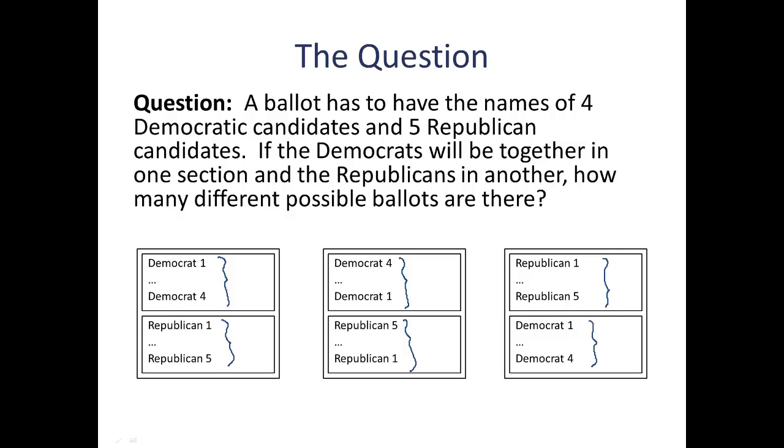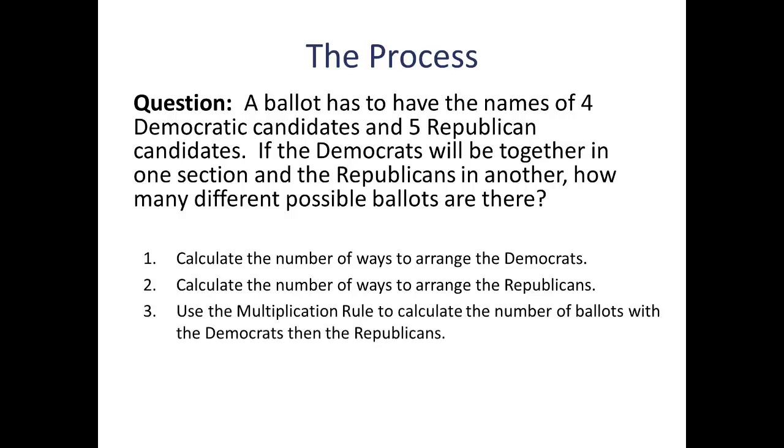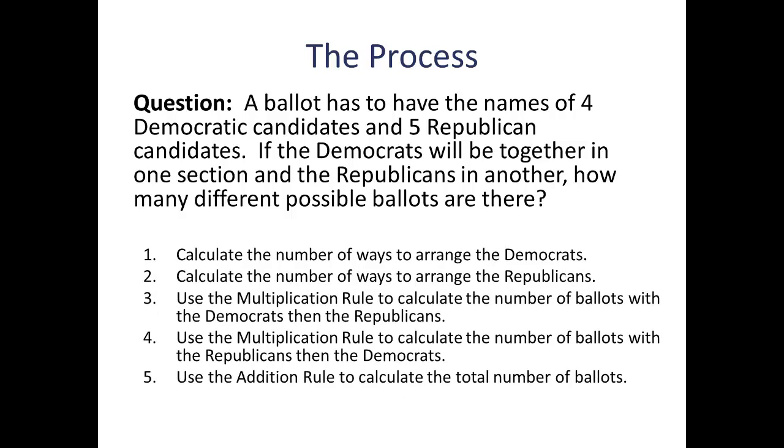Now, here's how this entire process is going to go. First, we're going to calculate the number of ways to arrange the Democrats within their block. Then we're going to calculate the number of ways to arrange the Republicans within their block. Now, step 3, we're going to use the multiplication rule to calculate the number of ballots with the Democrats and then the Republicans. Then we're going to use it again to calculate the number of ballots with Republicans and then the Democrats. And finally, we're going to use the addition rule to bring both groups together.